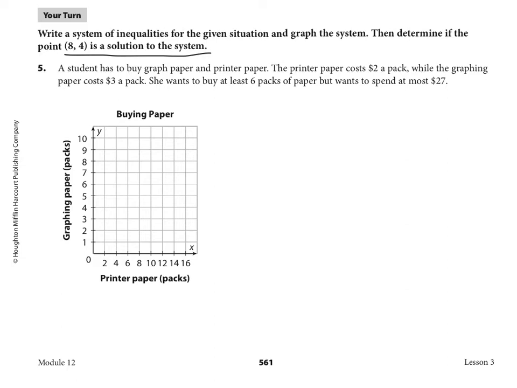A student has to buy graph paper and printer paper. The printer paper costs $2 a pack, while the graphing paper costs $3 a pack. She wants to buy at least 6 packs of paper and wants to spend at most $27. So the reason I underlined the 27 in red is because everything else that was underlined in red has to deal with cost again. So we have a cost inequality.